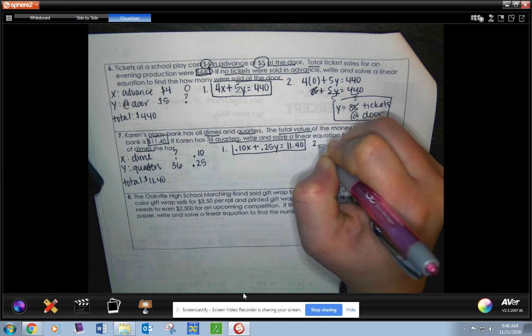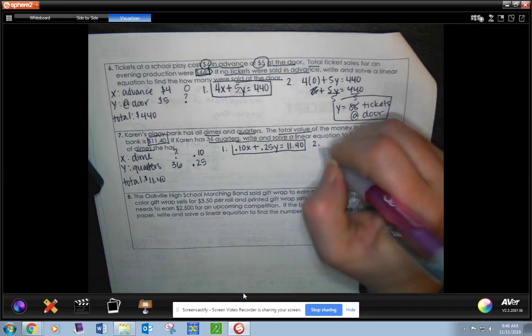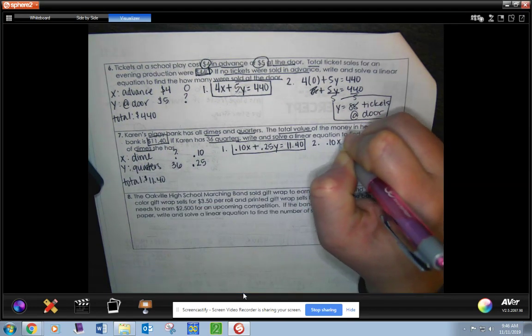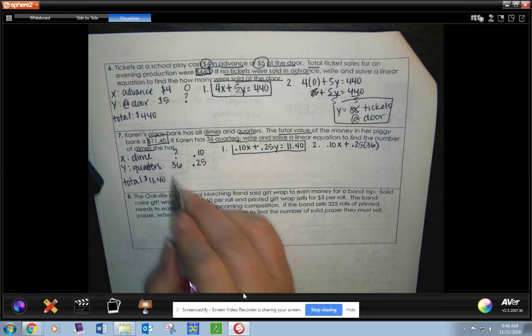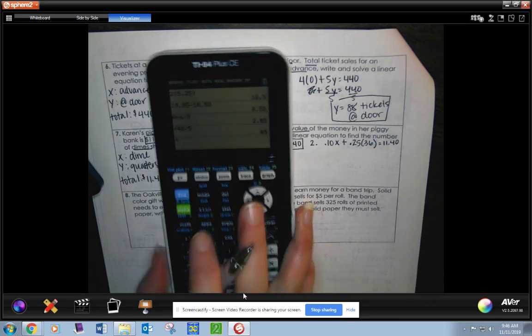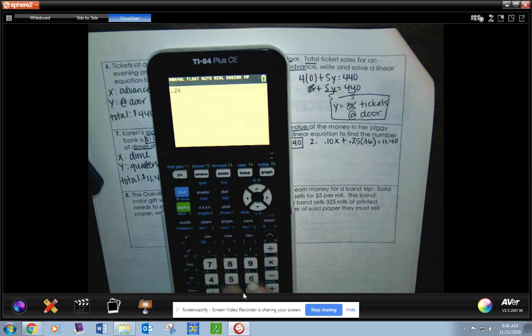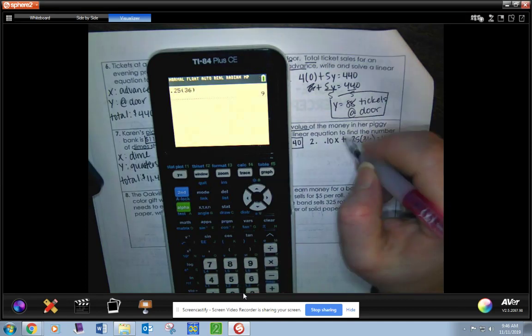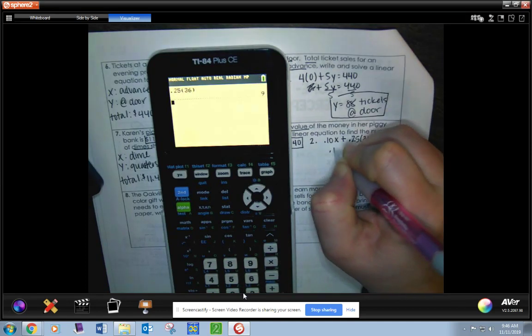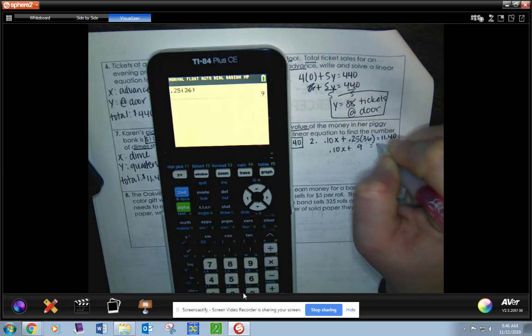Okay, step 2, plug in the piece you have. I'm missing dimes, but I do know quarters, so quarters is y. So I'm going to do 0.10 and keep x because x is dimes, plus 0.25 times 36 because I know that I have 36 quarters, and it equals 11.40. Now I'm ready to solve this. We're going to do 0.25 times 36, which is 9. So I have 0.10x plus 9 equals 11.40.